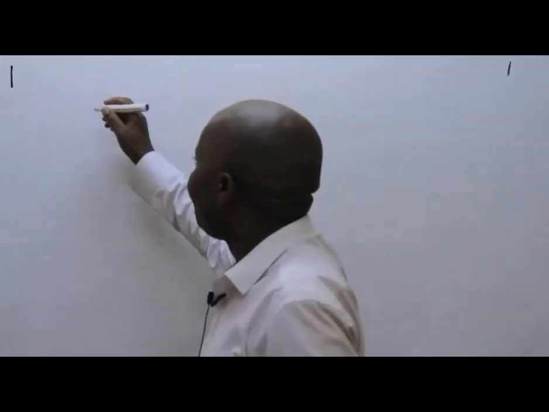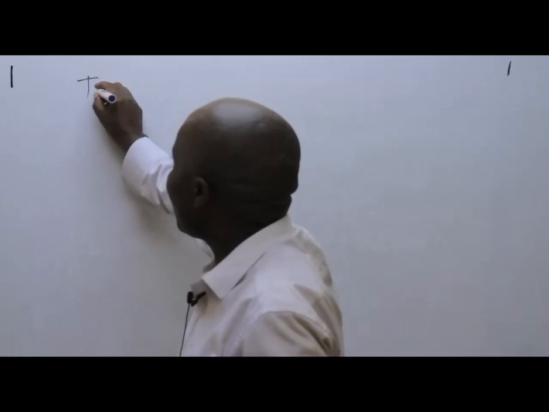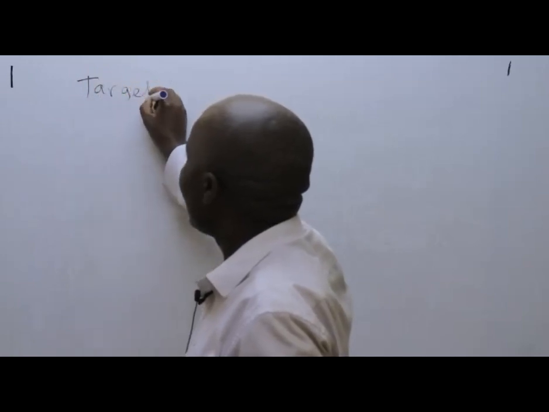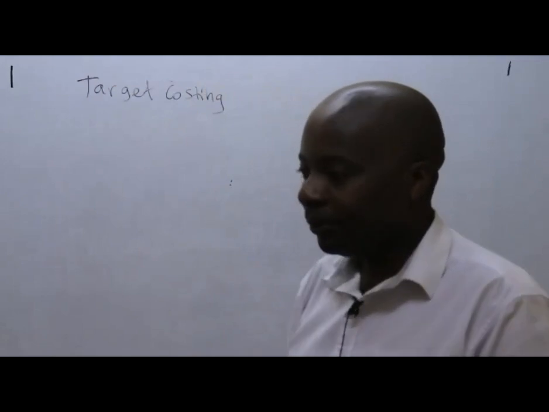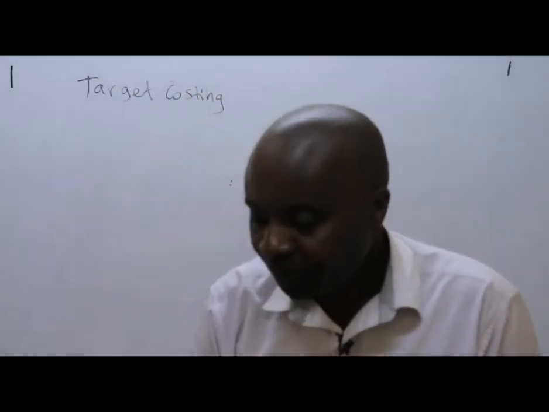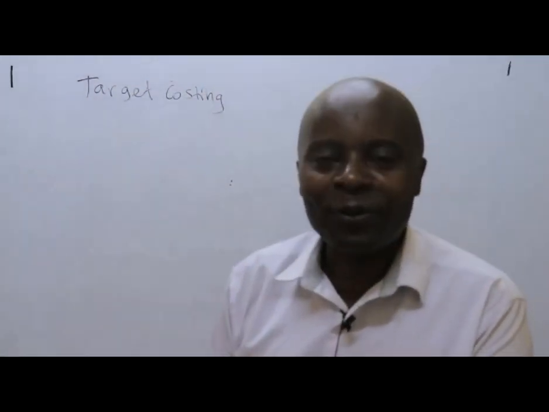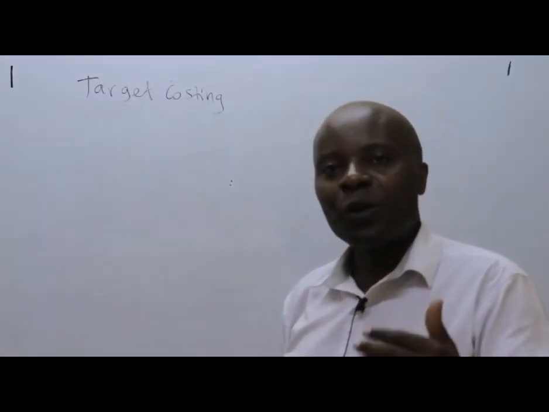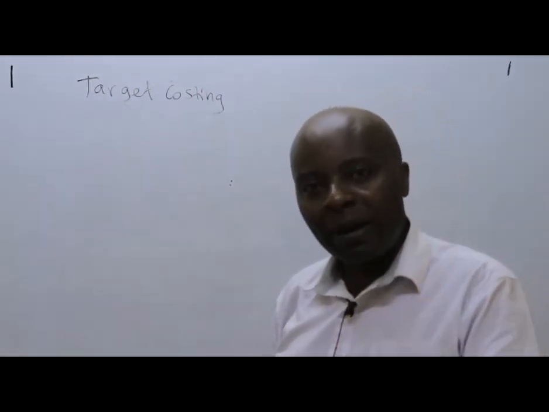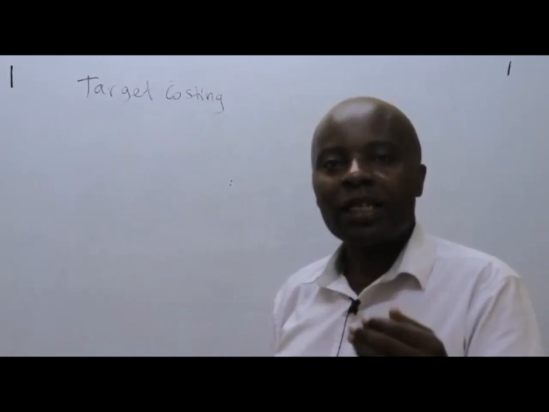So to get us started, ladies and gentlemen, I would want you to write down there: target costing. Under target costing, what you're supposed to know is basically the steps. Which steps do we follow for us to be able to come up with an appropriate target cost?